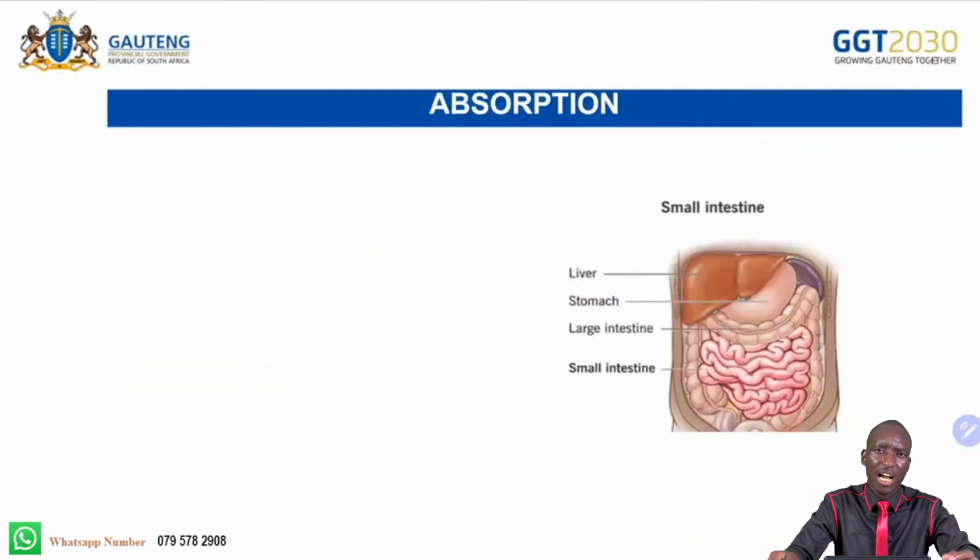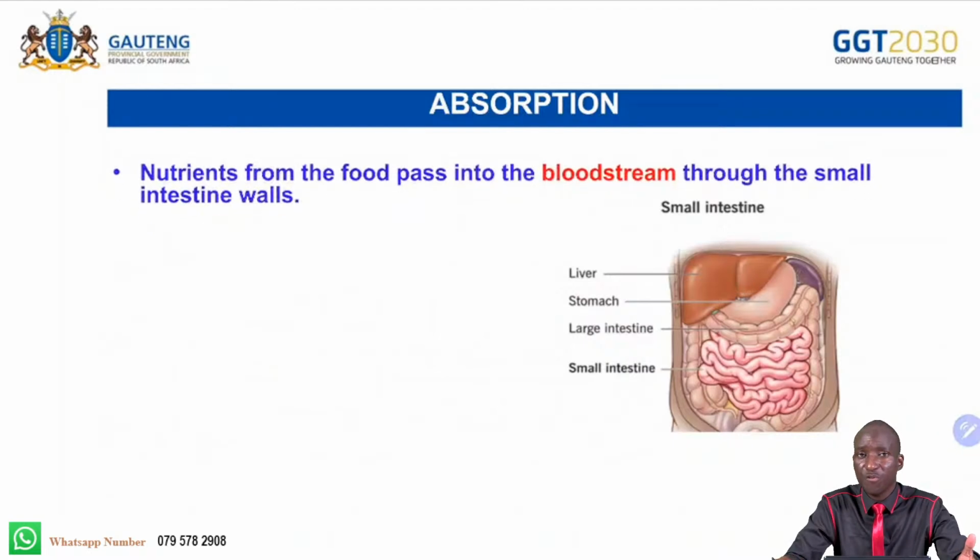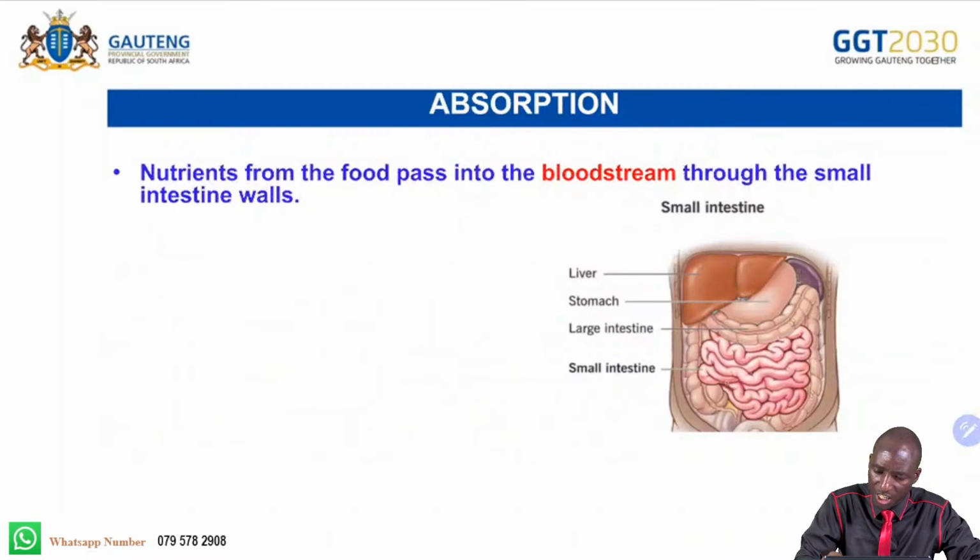So now let's look at the absorption part. Nutrients from the food pass into the bloodstream through the small intestine walls. This is the structure of the small intestine. There it is shown in the color which is pinkish. So that's the small intestine.